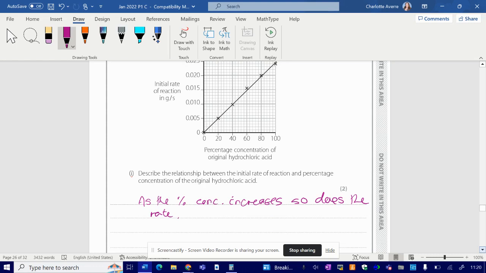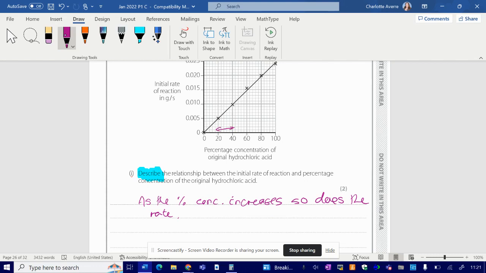However, it's worth 2 marks. That's unlikely to be enough for 2. Now the question only says describe, it doesn't say explain, so it's just about describing that relationship. So there must be something more to this. If you look at the graph, you can see that when the percentage concentration doubles, so does the rate.